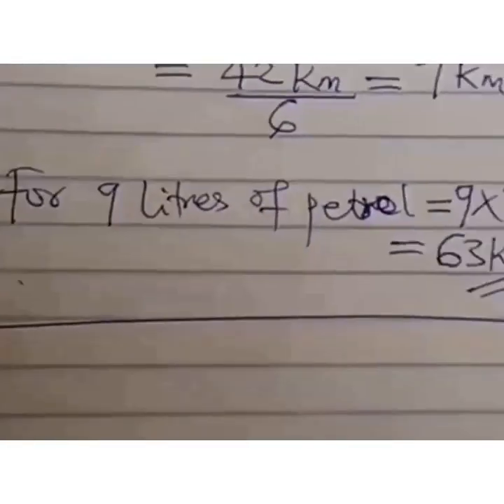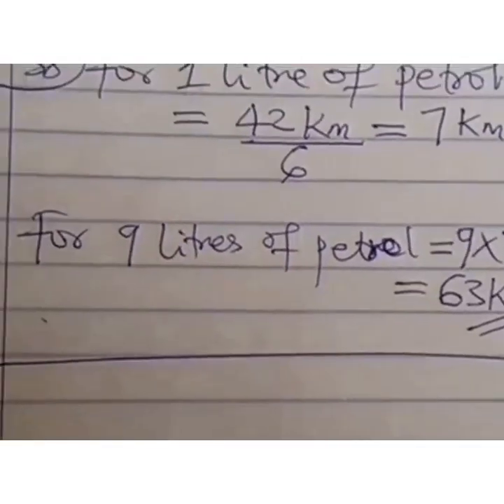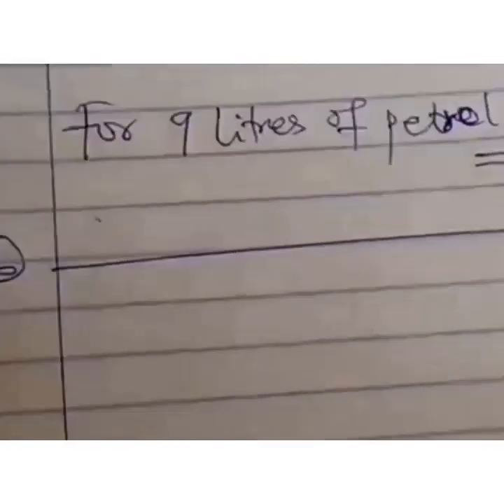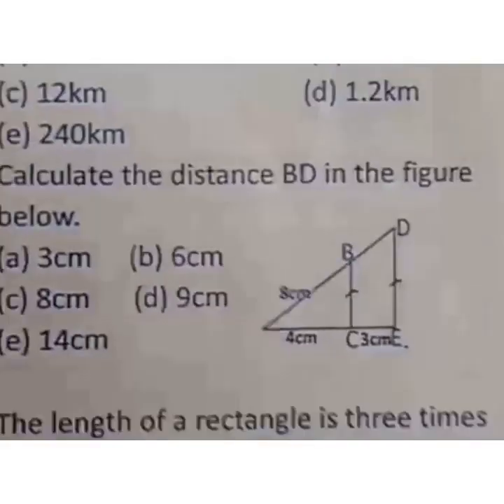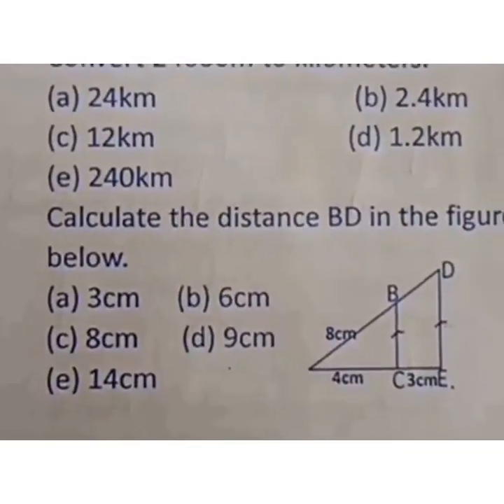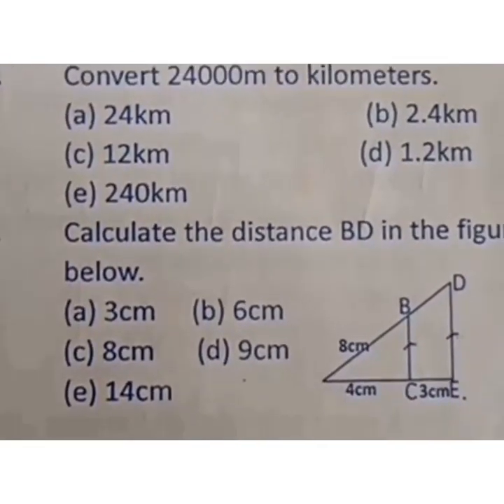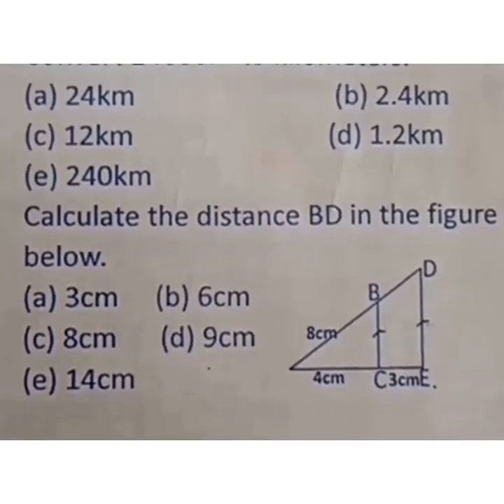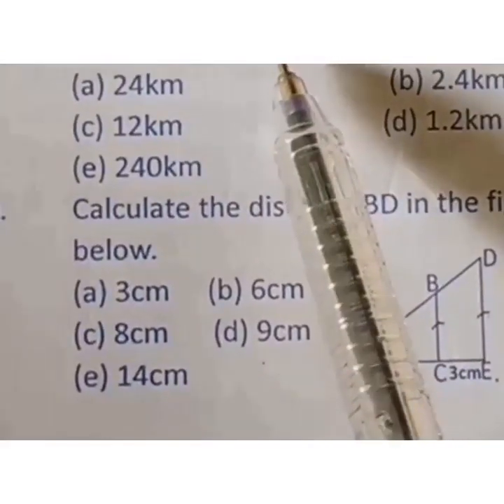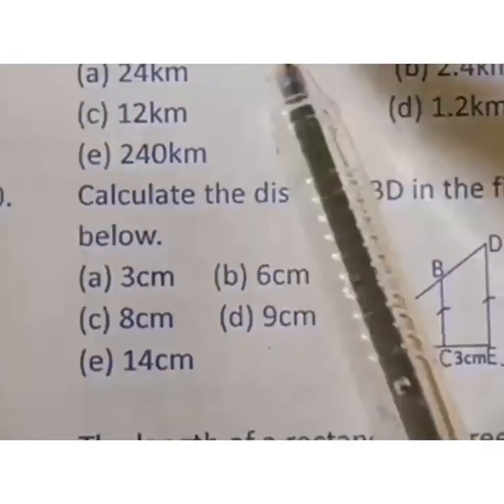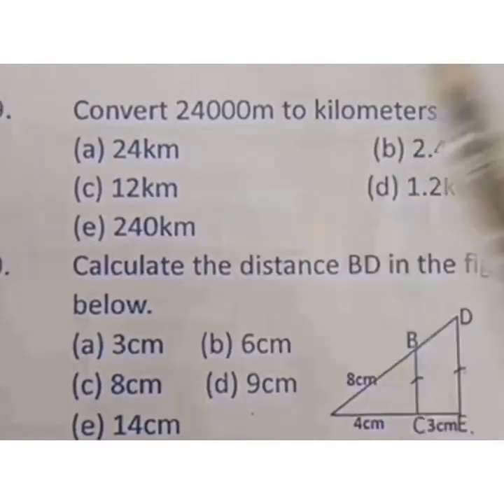Okay, welcome again to another video. Now, in our last class, we stopped at number 38, so we'll continue from there. Now, number 39, we are still dealing with 2013 WAEC questions, Junior WAEC questions. Convert 24,000 meters to kilometers. The small m you're seeing here is meters. So convert this to kilometers.